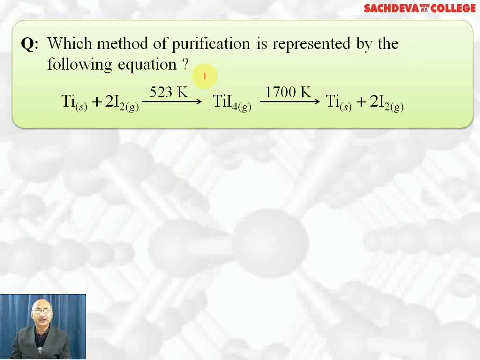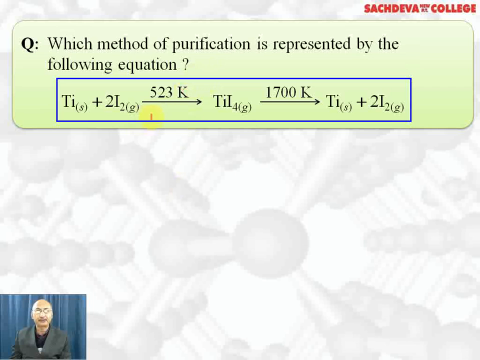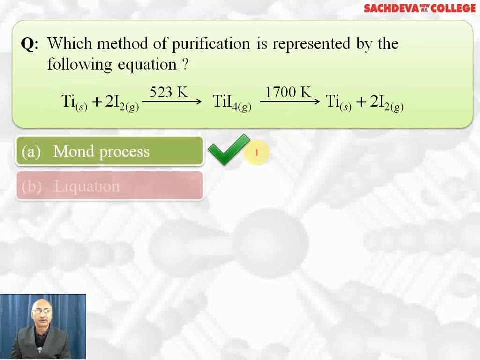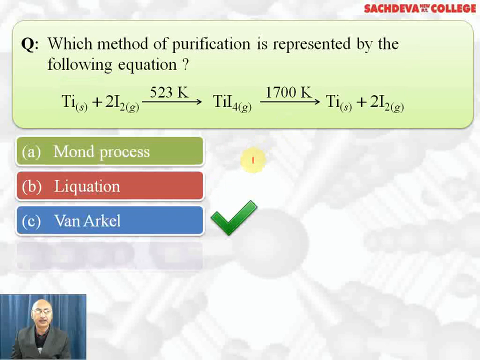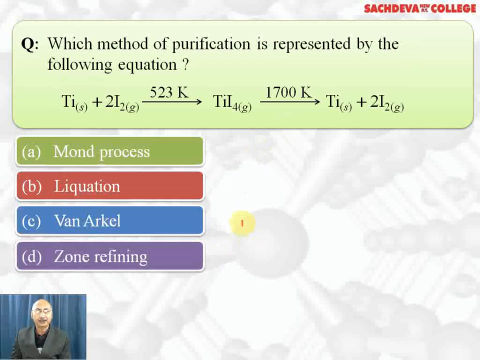Which method of purification is represented by the following equation? Titanium solid reacts with iodine gas at 523 Kelvin to form titanium tetraiodide, which decomposes to titanium solid and iodine gas. Mond process, liquefaction, Van Arkel, zone refining. Correct answer is Van Arkel method or vapor phase refining.